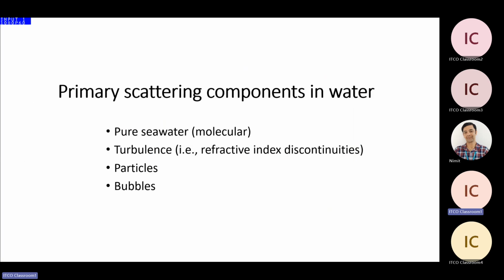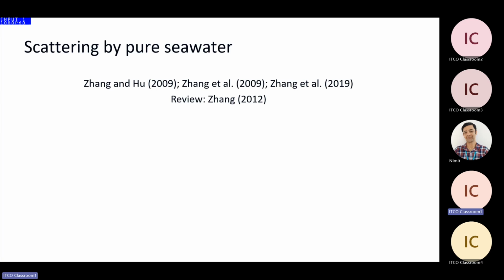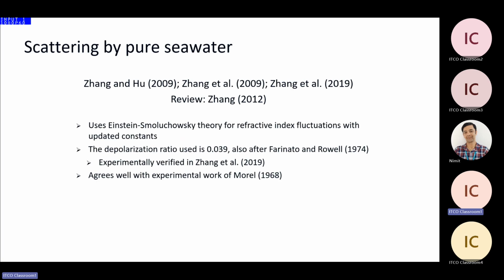Okay. So to go back to the primary scattering components in water, now we're going to go through each of these individually. Zhangping mentioned scattering by pure water; the state of the art is Xiaodong Zhang's work. This is all theoretical, but it's been validated and it matches experimental work, like the best experimental work ever for measuring scattering by pure water. This was done by Morel in 1968. It's a French publication, but he went to extreme measures to make these measurements, and it agrees within 1 to 2%.